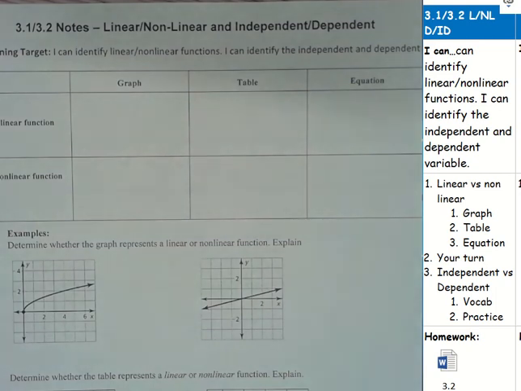Hey everybody, we are here to do notes over 3.1 and 3.2. We have two main goals for the day. We want to be able to identify linear and nonlinear functions, and we want to be able to identify independent and dependent variables. So we're going to look at that in two different ways. We're going to start with the linear versus nonlinear. You're going to practice that a little bit. Then we're going to do some independent versus dependent.